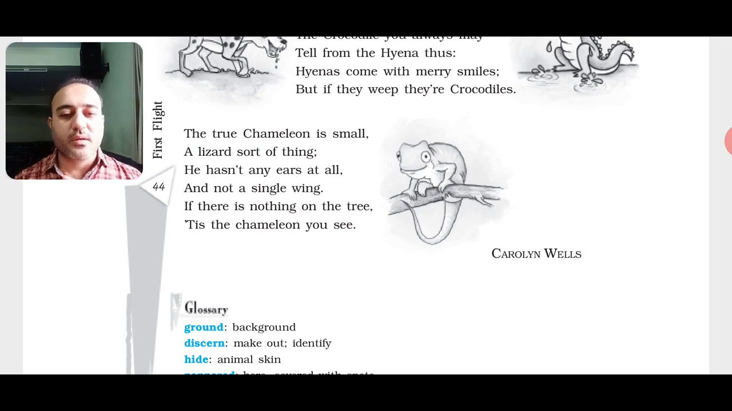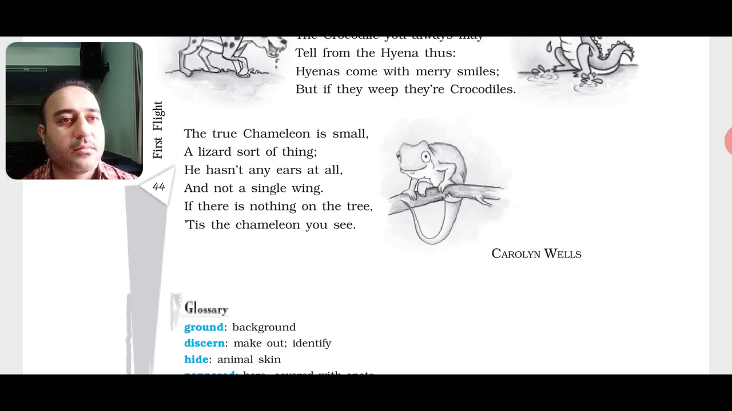Okay, so here the poet says that the last creature she is talking about is the chameleon. It is a small creature, it looks like a lizard, but the only difference between the two is that chameleons don't have ears. Moreover, she says that the chameleon has the ability to change color. We know that chameleons keep on changing color according to the environment. So if it is sitting, as you can see in the picture, on the branch of a tree, then it will change its color accordingly. When we try to find it on the tree, we'll find nothing over there.